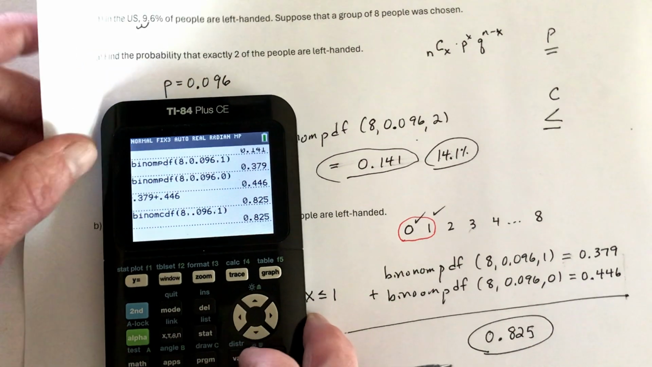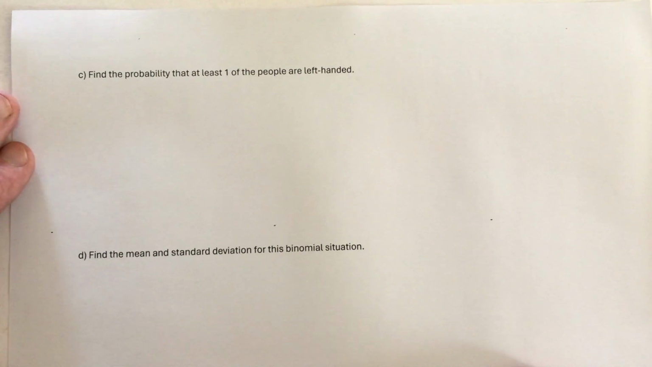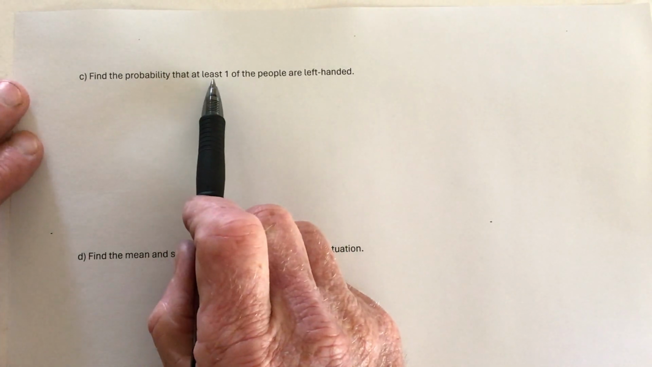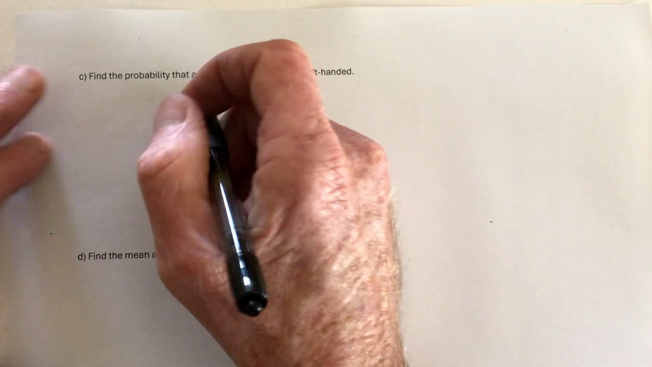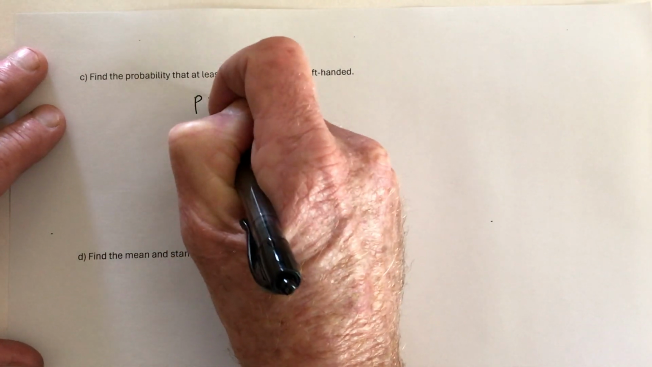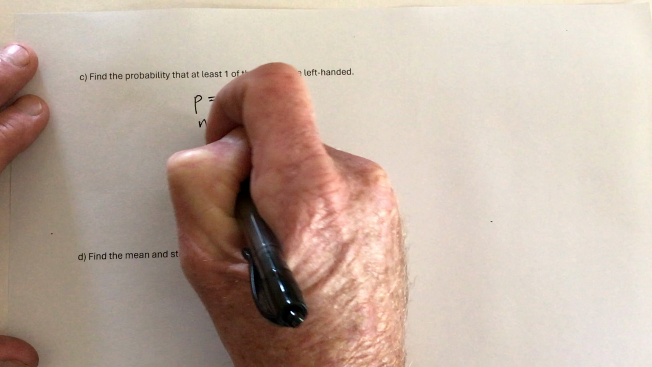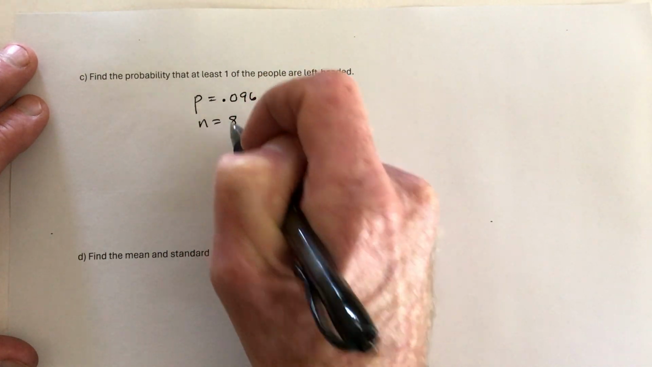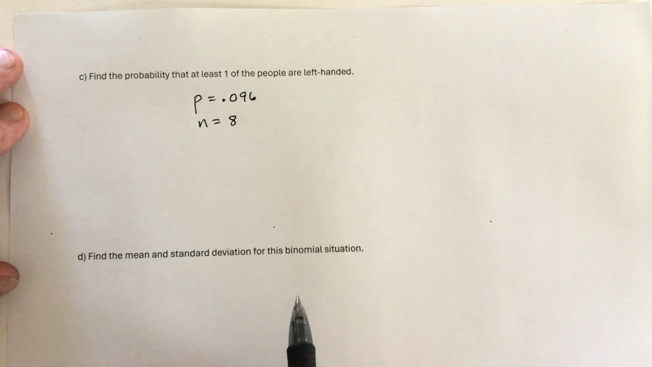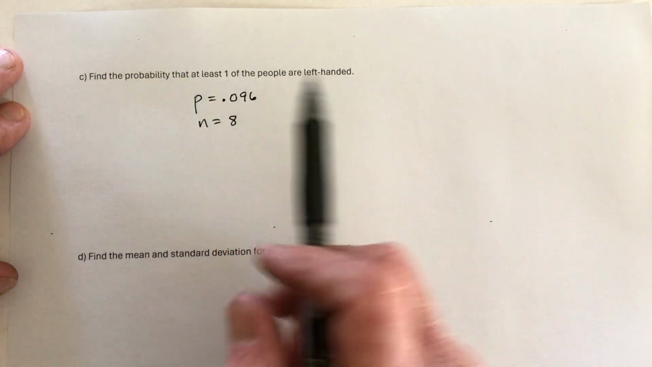All right, then a couple more examples, and it's still using the left-handed people idea. Find the probability at least one of them. Okay, so I still have that p equals 0.096, that n equals 8. And then find the probability of at least one of them.